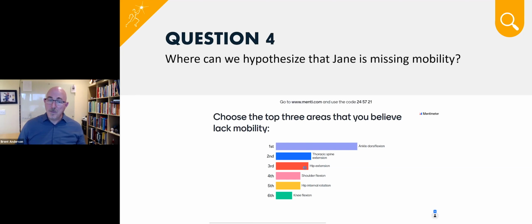Now she has some hip extension. What she's probably missing is hip internal rotation. Remember I said her feet are turned out? So I might put the hip internal rotation even above hip extension if I was looking at this for myself. And then obviously shoulder flexion.